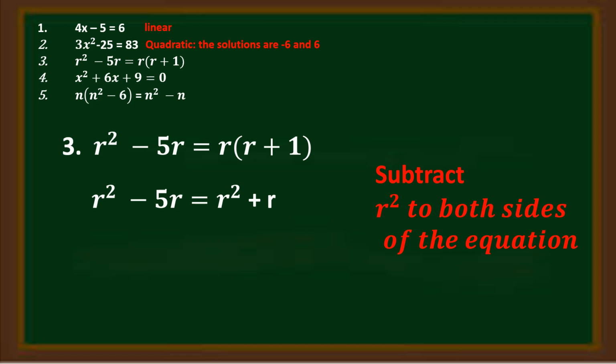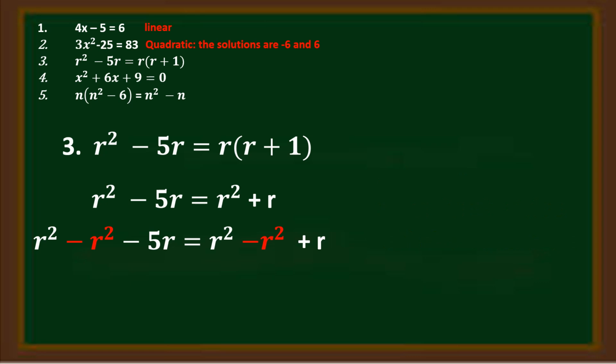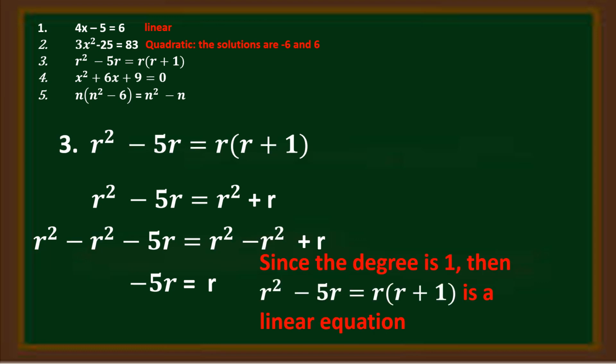We'll be subtracting r squared from both sides of the equation. R squared minus itself is equal to 0. So, the remaining terms will be negative 5r and r. Since the degree is 1, then the given equation r squared minus 5r equals r times the quantity r plus 1 is a linear equation.